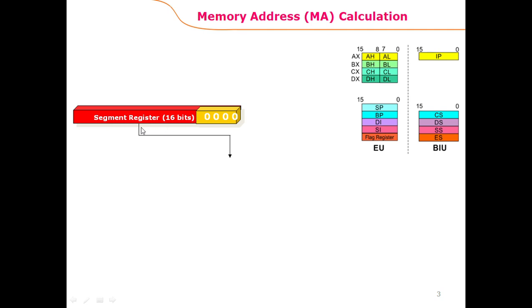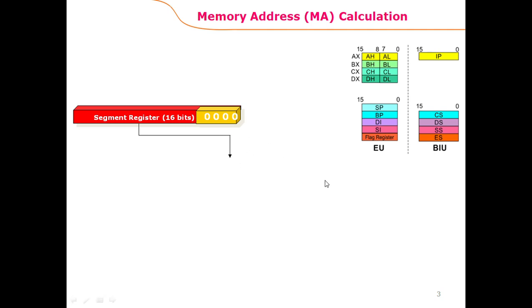So this 16-bit segment register left shifted by one hexadecimal digit makes it a 20-bit address, and this 20-bit address is then the starting address of that particular segment. If the segment register is the code segment, then this address would be the starting address of the code segment in the memory, and if it is the data segment, then this 20-bit address would be the starting address of the data segment in memory.